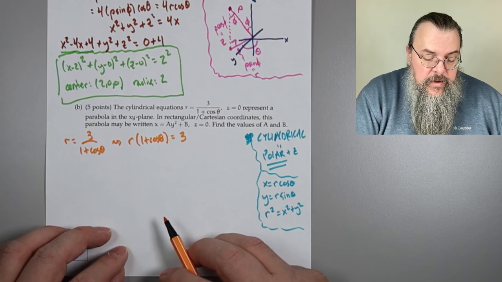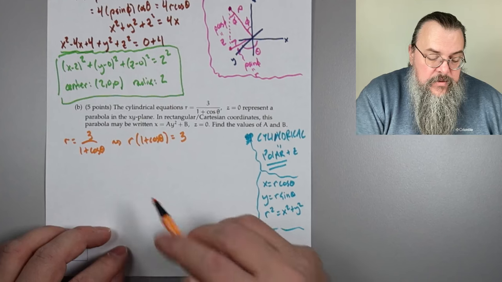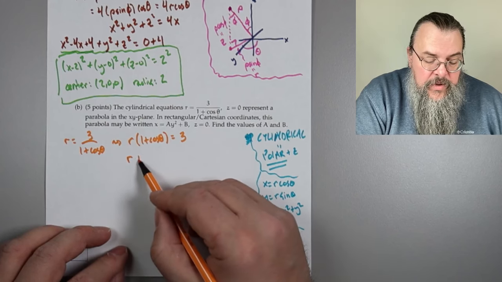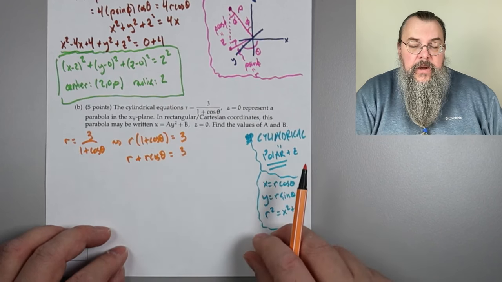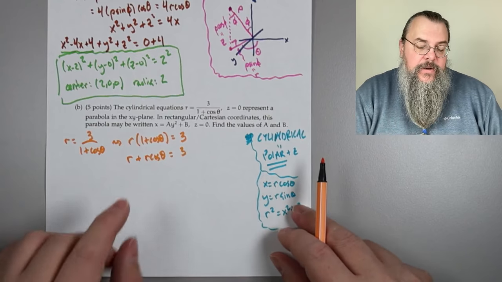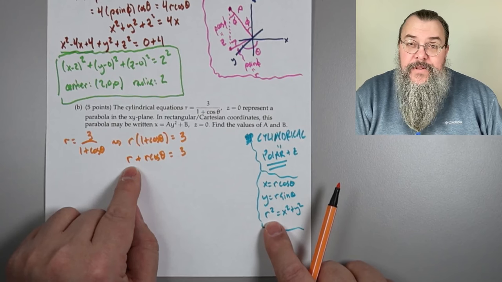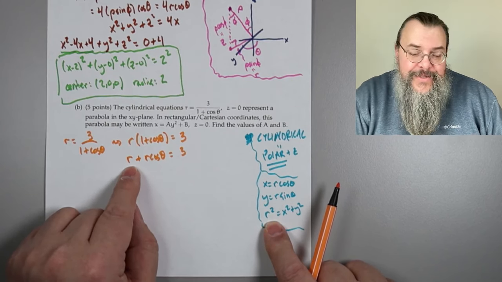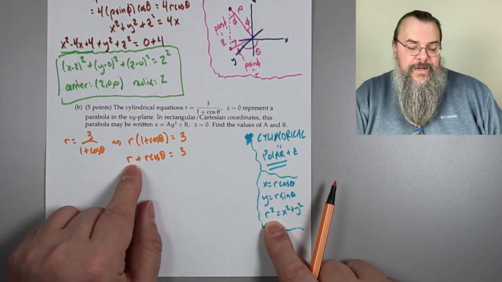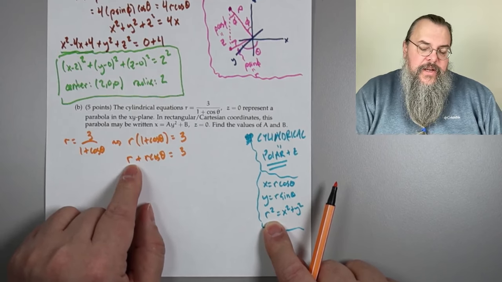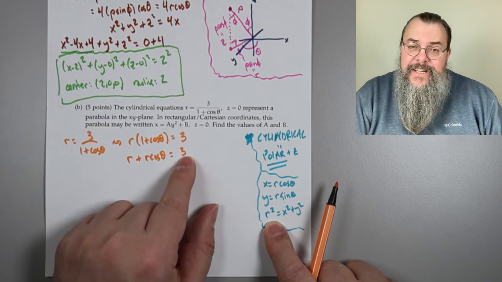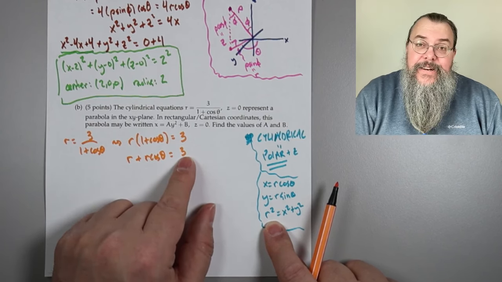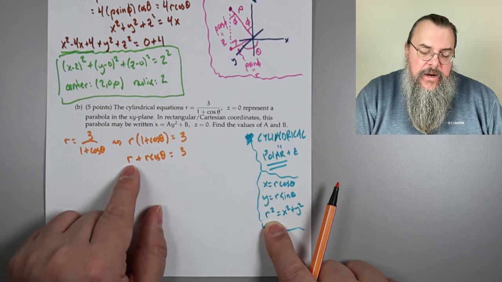Okay, great. Well, what does that give us? If you multiply, that gives us r plus r cosine theta equals 3. Okay, good. Progress. Now, we prefer r squared. So you might say, let's multiply by r to get r squared. There are pros and cons. If we multiply through by r, then we get r squared cosine theta, and there we have an r. Not ideal.